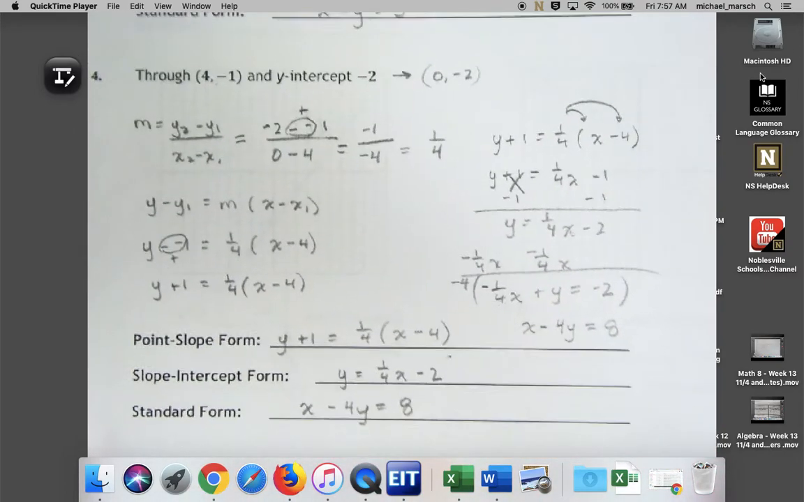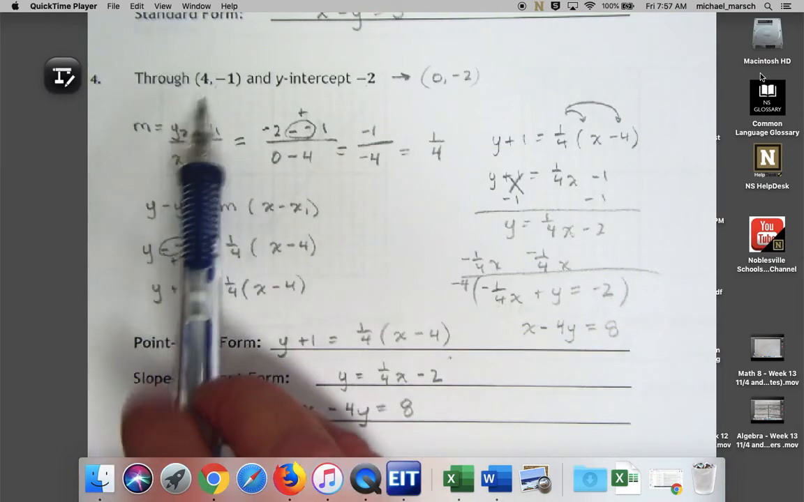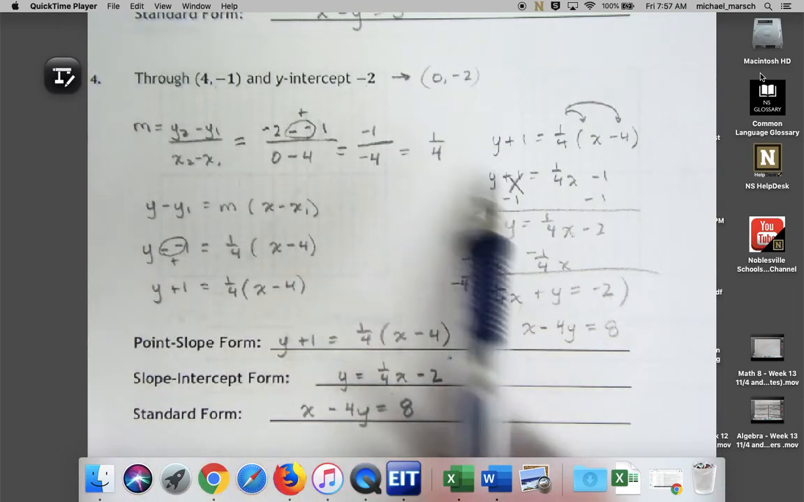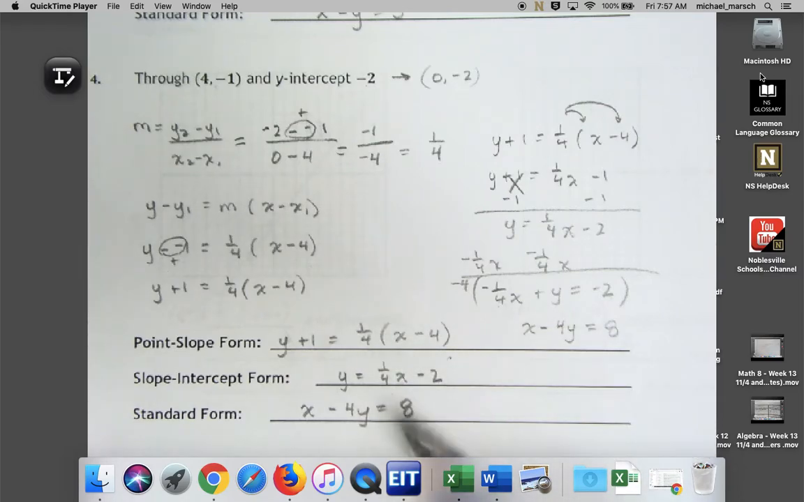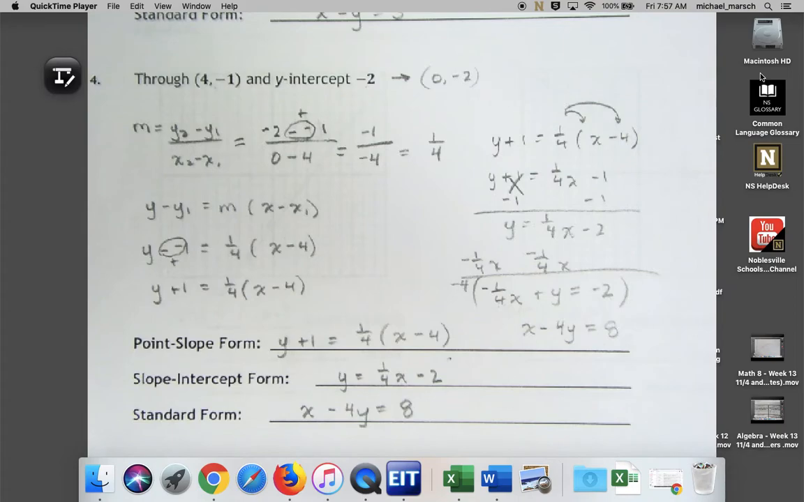So now we have taken an ordered pair and the y-intercept, and we've been able to transform into all three types of linear equations. I'll just leave that there for a second in case you need to pause your screen and check your work.